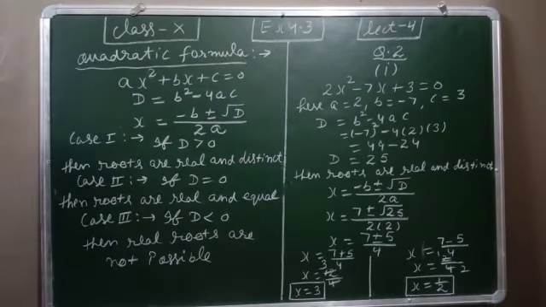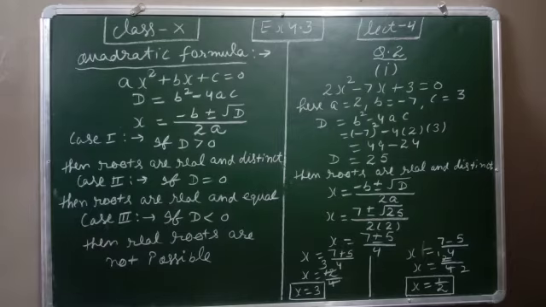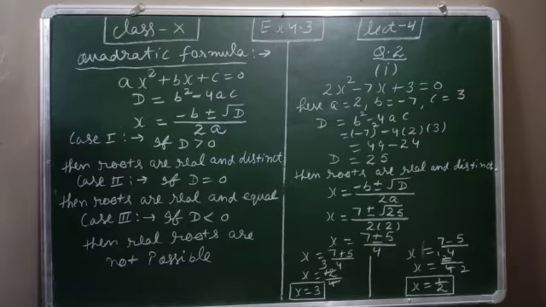In the first exercise we studied the definition of quadratic equation, and in the first question we checked which are quadratic equations and which are not. If the degree is 2, then you can say this is quadratic. If the degree is not 2, then it is not quadratic. Then in the second exercise we solved the questions by the factorization method. Then in 4.3, question number 1, we solved the question by the method of completing the square.